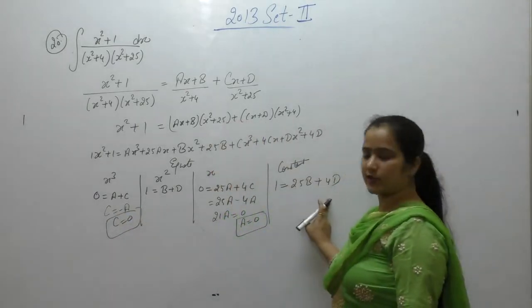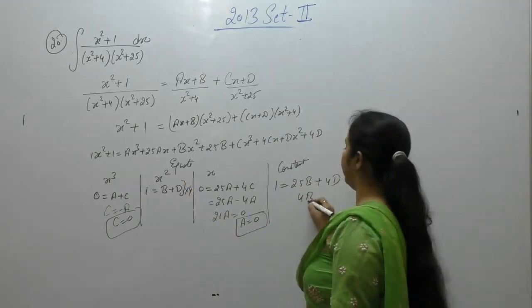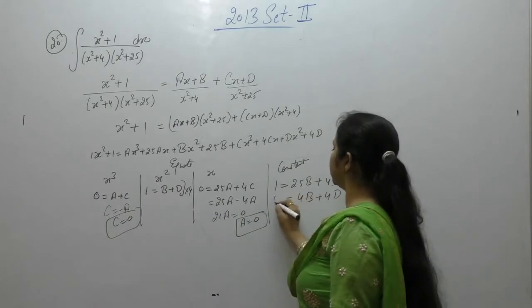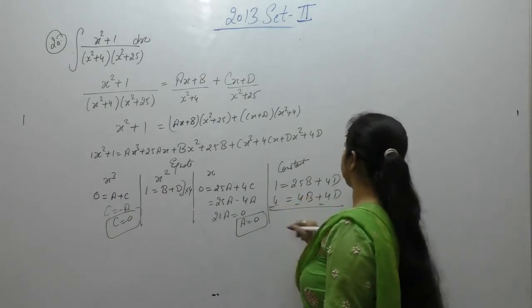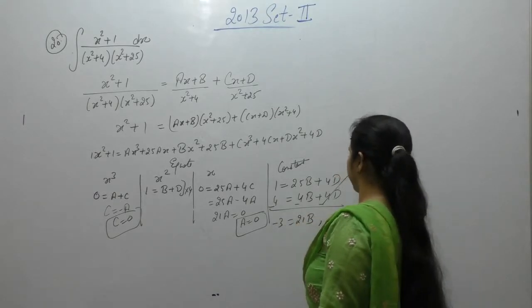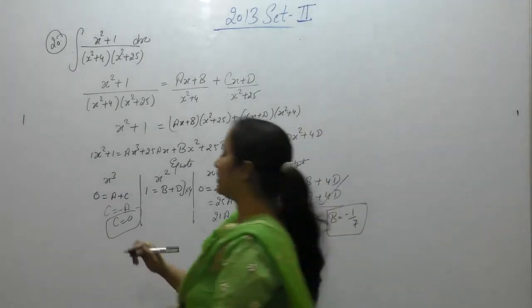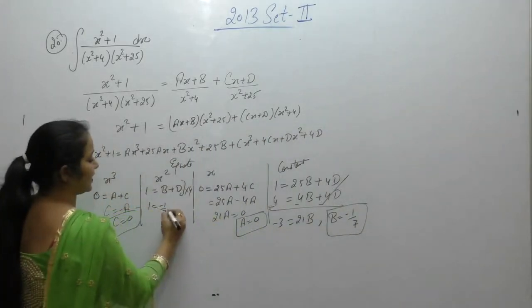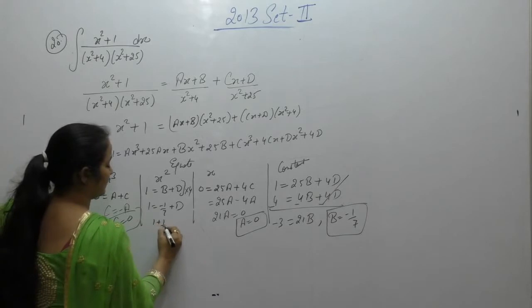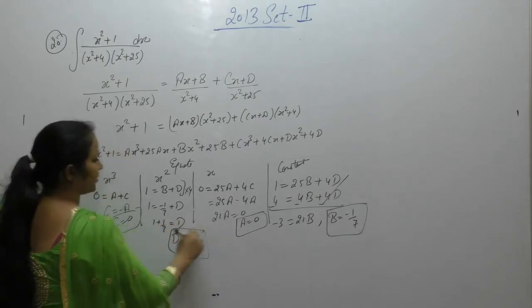To solve these two equations, multiply this equation by 4. 4b plus 4d is equals to 4. Now subtract. 21b, 4 minus 3. So we get b as minus 1 upon 7. Put the value of b here, minus 1 upon 7 plus d. 1 plus 1 upon 7. So we get d as 8 upon 7.